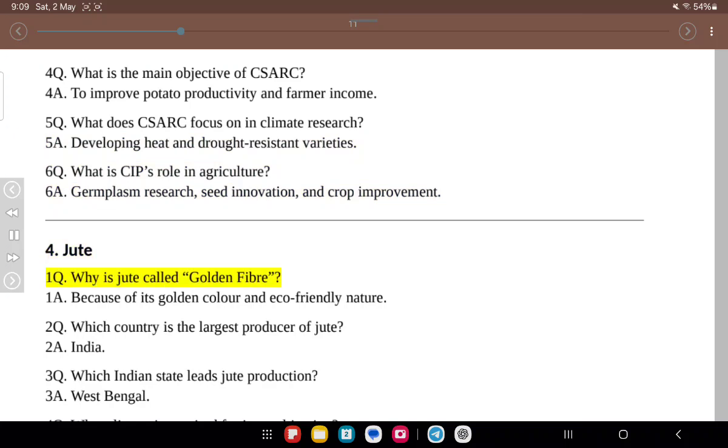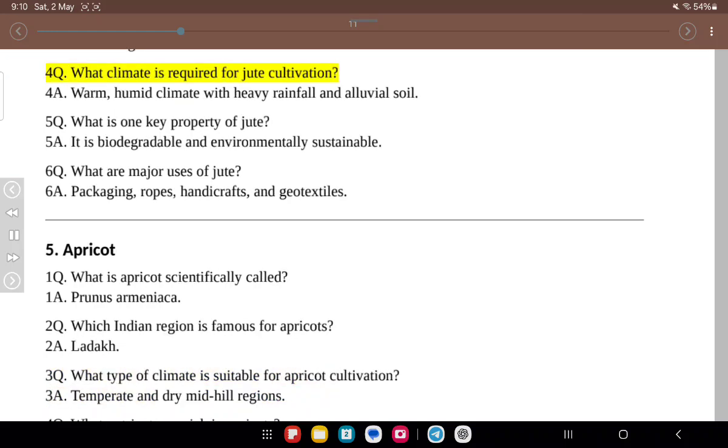4. Jute. 1Q. Why is jute called golden fiber? 1A. Because of its golden color and eco-friendly nature. 2Q. Which country is the largest producer of jute? 2A. India. 3Q. Which Indian state leads jute production? 3A. West Bengal. 4Q. What climate is required for jute cultivation? 4A. Warm, humid climate with heavy rainfall and alluvial soil.